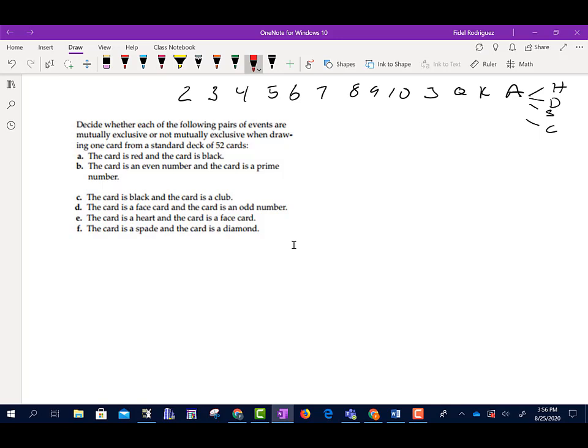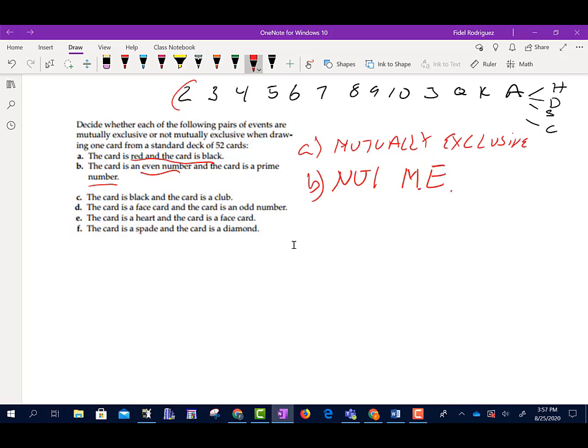What we mean by mutually exclusive is, can they happen at the same time? The card is red and the card is black. Can you have both a red and a black card? No. So part A is going to be mutually exclusive, because we can't have a card that is both red and black. They're either red or they're black cards. Okay, part B. A card is an even number and a prime number. Remember the number 2, it's both even and it's prime. So this is not mutually exclusive.